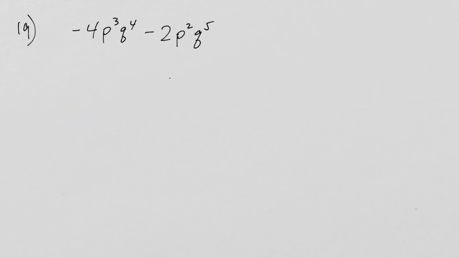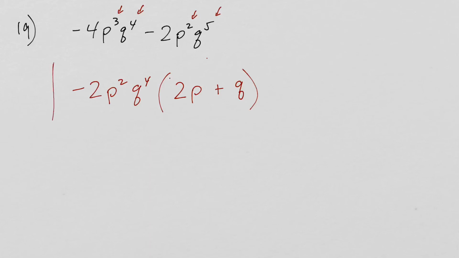All right, I'm going to pull out a negative 2. I'm also going to pull out a p squared, because that's the smaller of those two. And I'm going to pull out a q to the 4, because that's the smaller of those two. That's going to leave behind a positive 2p for the first term plus q for the second term. And that's all you can do.